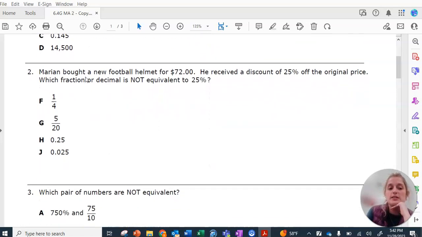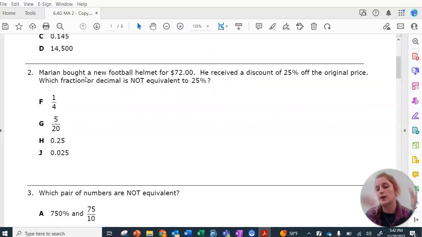We had something similar to this on the exit ticket and everyone got caught up on the dollar amount. I don't actually care how much this helmet costs. I don't care how much they have to pay with the discount. The actual question is, which fraction or decimal is not equivalent to 25%? It has nothing to do with the dollar amount. That's just there to confuse you. So you are looking for something that is not equivalent. I know that 25% is the same as a lot of these, as 3 of these. You're looking for the one it's not the same as.